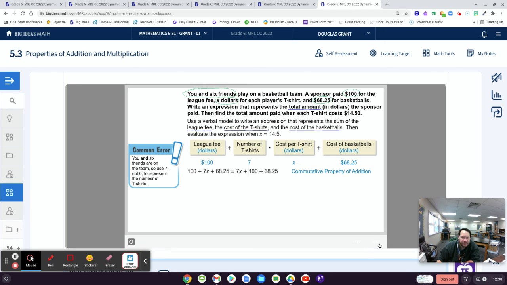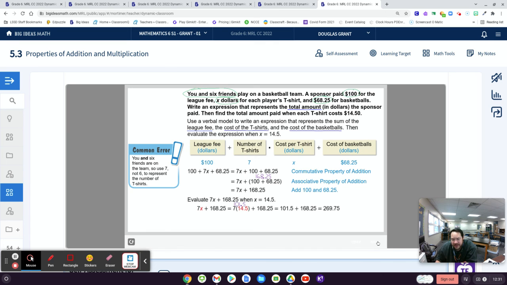Okay, let's see how you did. So you can rearrange this by using the commutative property of addition. That says that you can rearrange these numbers, switch them around. And then the 100 plus the 68.25 is 168.25. So it's 7x plus 168.25. So this is actually an easier expression to get the answer. Multiply 7 by 14.5 and add 168.25, and you end up getting $269.75. So that's about as complicated as you're going to see when you're working through 5.3.